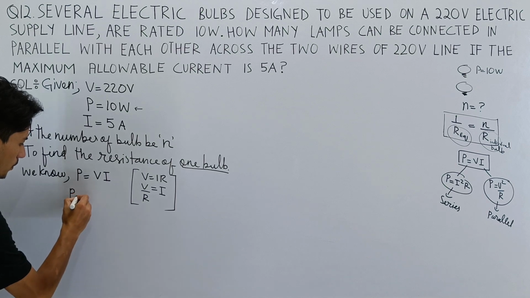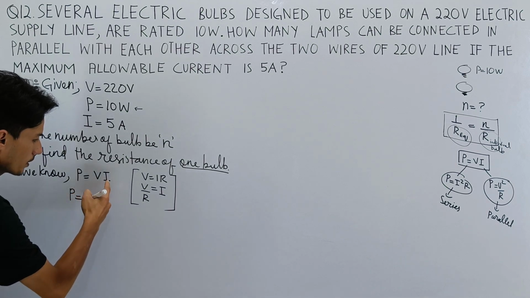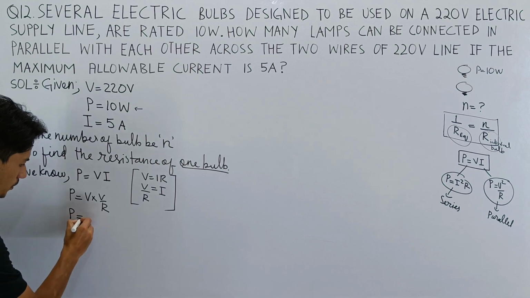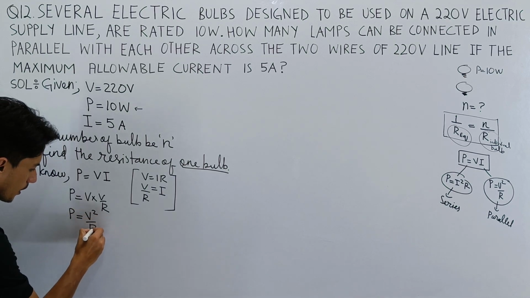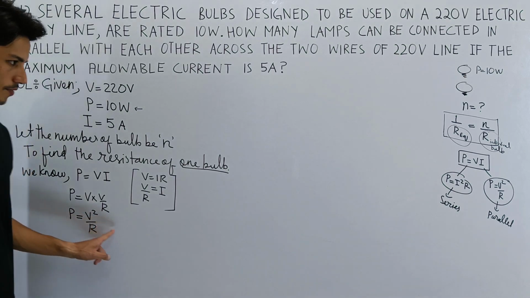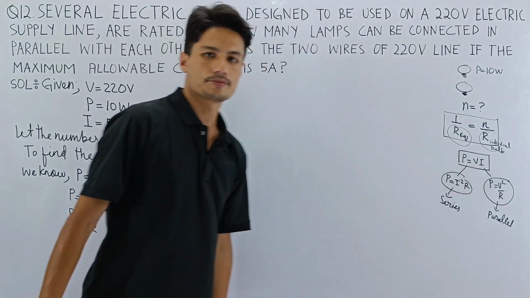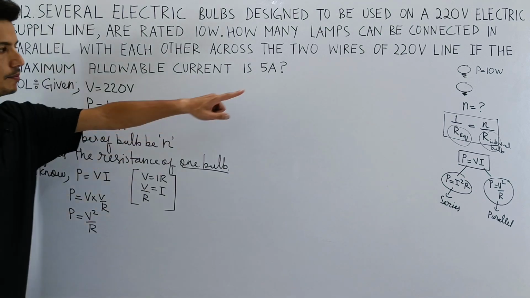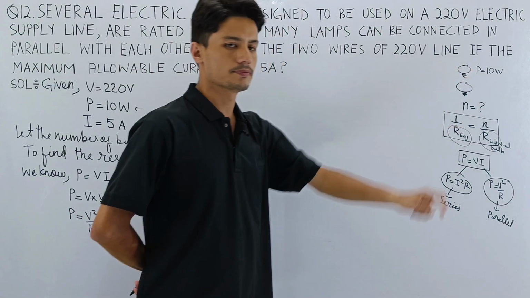So P is equal to V into, instead of writing I, write V by R. So P is equal to V square by R. See, this is the same formula as this one, isn't it? Okay, so we have derived this formula. Our goal is to find this R, the resistance of the bulb.